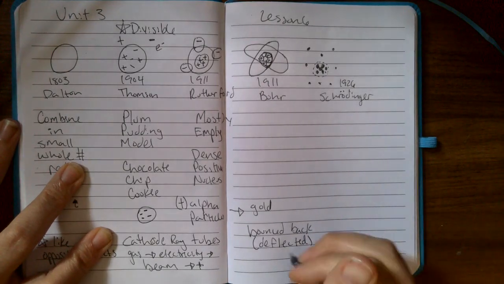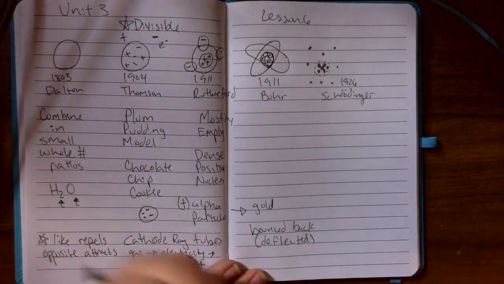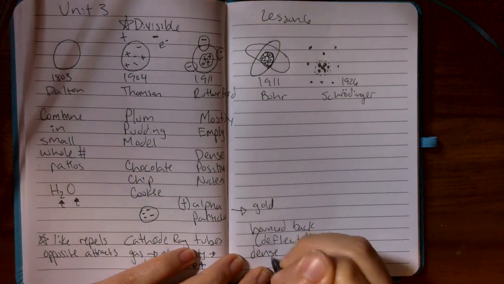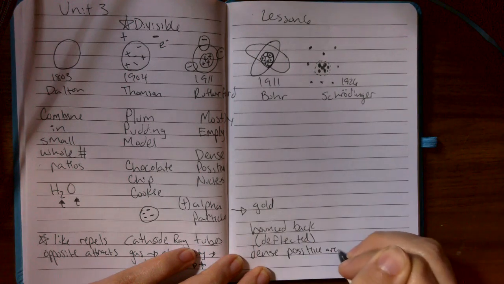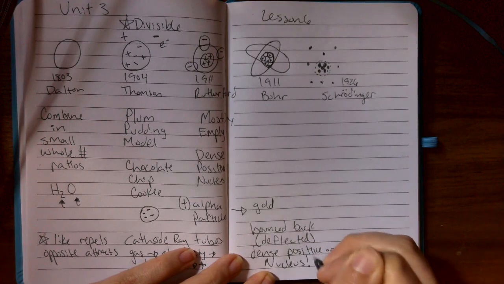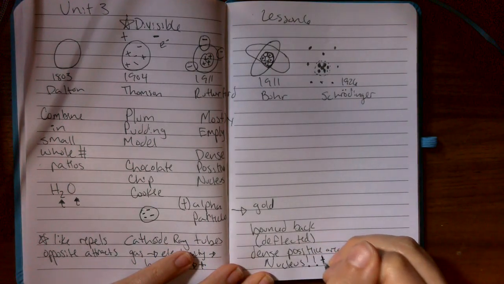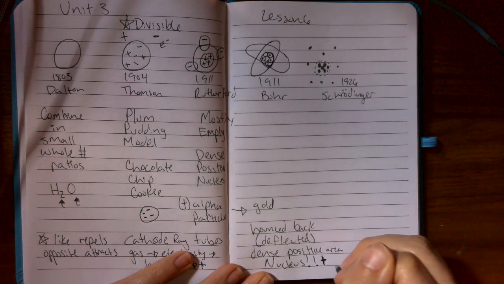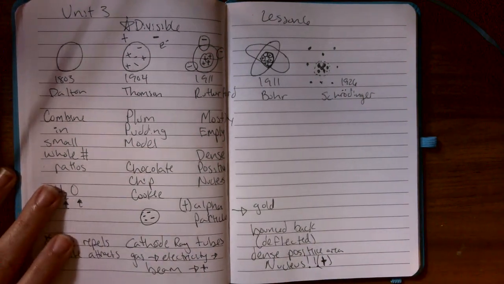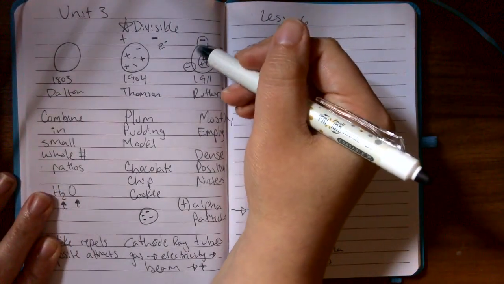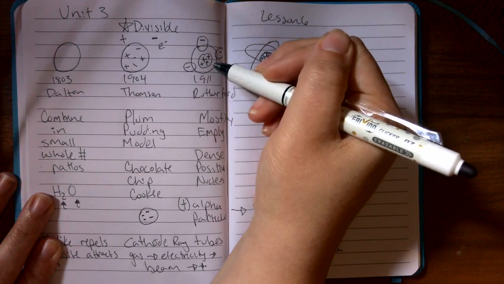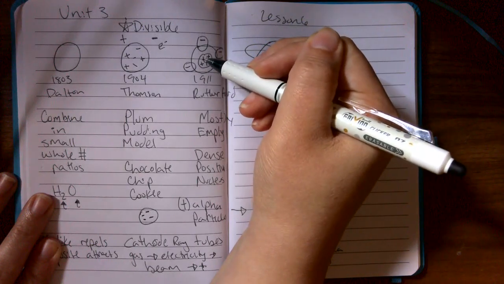And they bounced back because there was a dense positive area. So dense means there's a lot of mass there. And this was the nucleus, which we discovered was positive and where most of the mass was. Rutherford said, well, I guess the electrons are just kind of spinning around the nucleus. They're not in the nucleus.